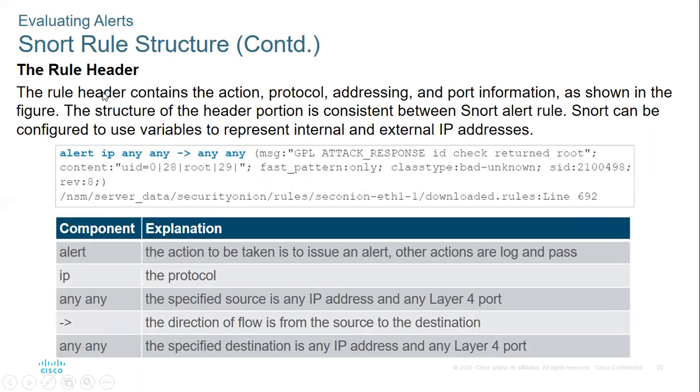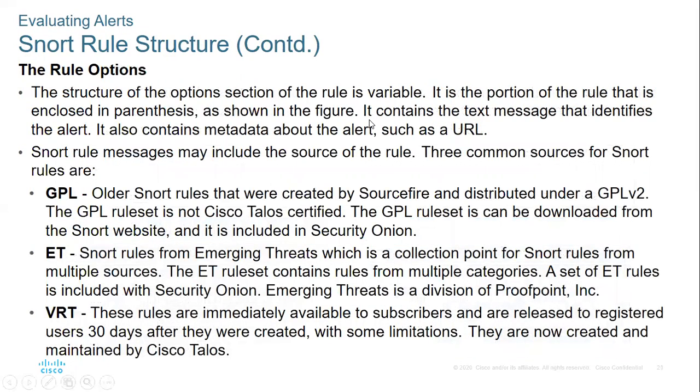So what we have in the rule header, of course, are the actions, the protocols, addressing, as well as the port information. And then what we have in the rule option, of course, are the variables, and so on.